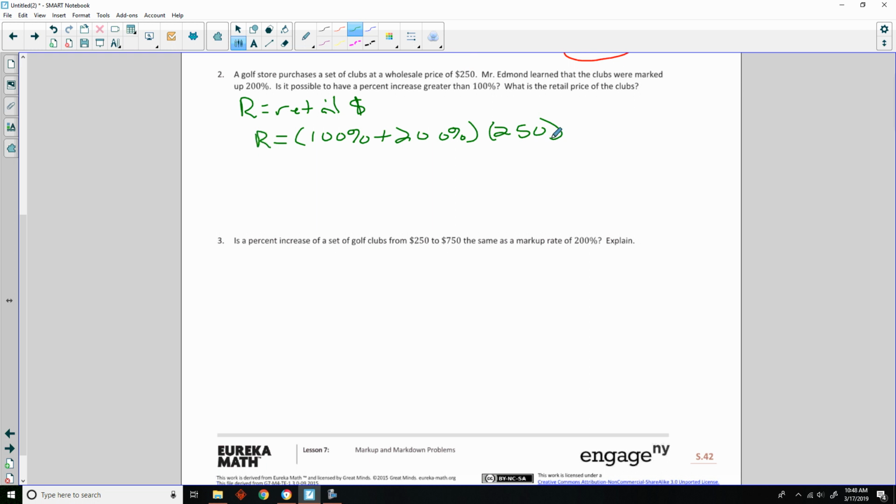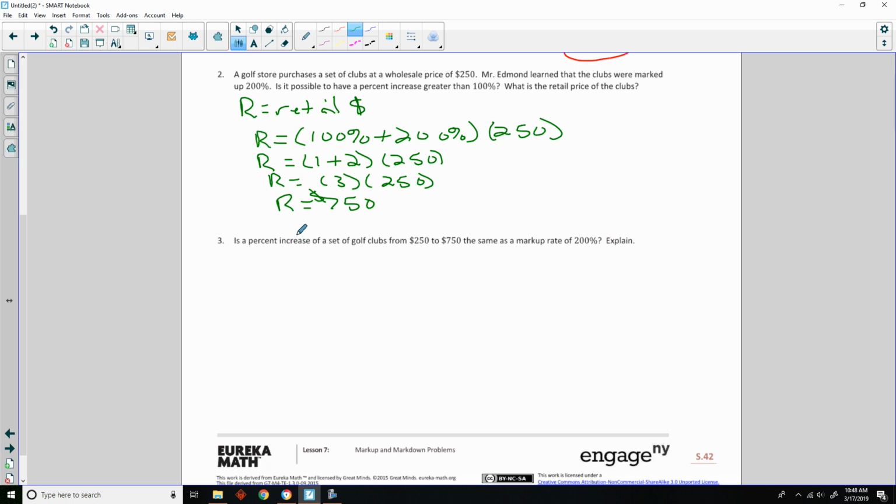Okay, so this golf store purchased the clubs for $250, which is this 100% times $250, and then they marked it up 200%. So R equals 100% is 1, 200% is 2, times $250. So R is going to equal 3 times $250. So therefore the retail price is going to be $750. So the store bought the clubs for $250, marked them up 200% and sold them for $750 and profited the difference, which is $500.